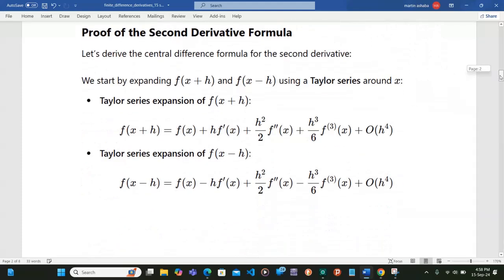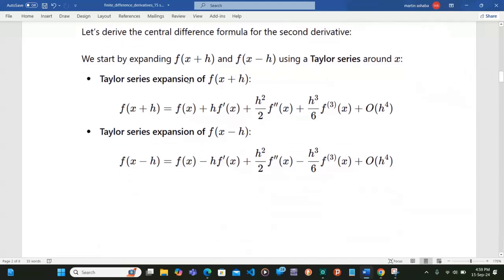Now let us look at the proof. It is not necessary at this level, but it is also important that you understand it. This comes from the Taylor series. So the Taylor series of f of x plus h: f of x plus h is equal to f of x plus, like I said, this is the same as divided by 0 factorial, divided by 1 factorial, then 2 factorial, okay? This is the same as 3 factorial, which is equal to 6, and so on and so forth.